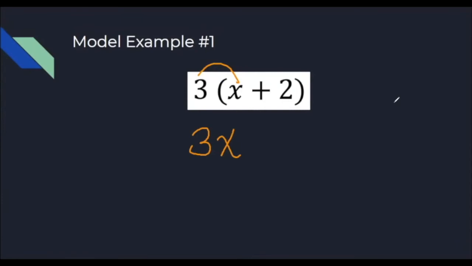We also need to distribute this 3 to the positive 2. Since there's a plus sign already there, I'm going to keep it there. And 3 times 2 is 6. There, we simplify the expression using the distributive property. Let's go to the next example.